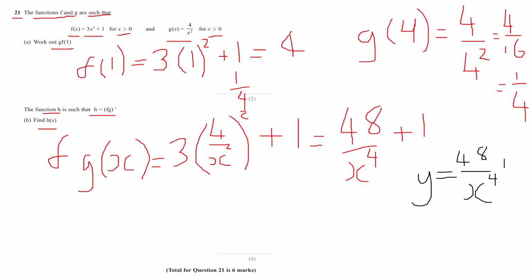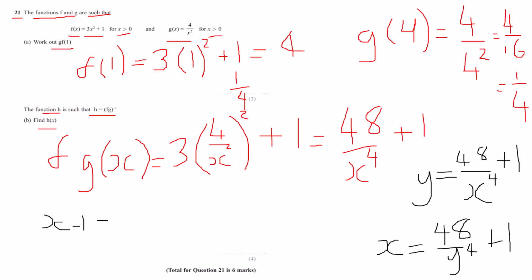I'm going to swap x and y around, then rearrange to make y the subject of the new formula. So the one here in the bottom right corner that I'm writing down now. So step 1 is subtract 1 on both sides. So I'm going to have x minus 1 is equal to 48 over y to the power of 4.